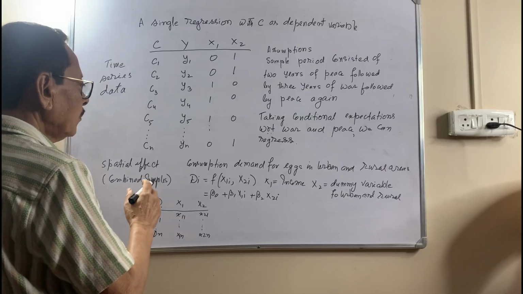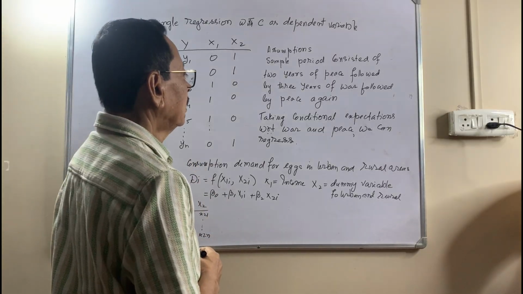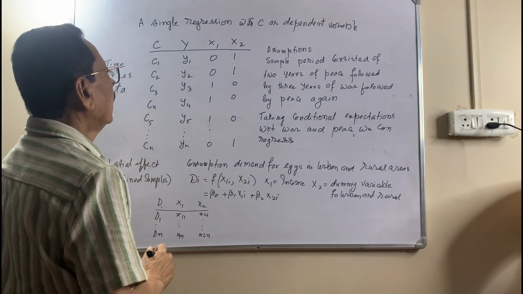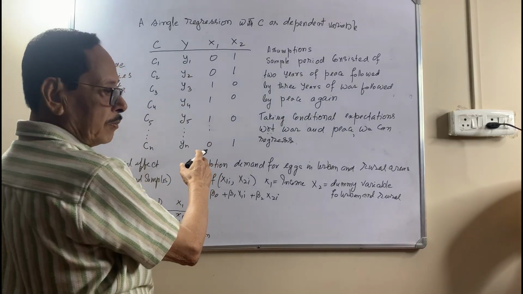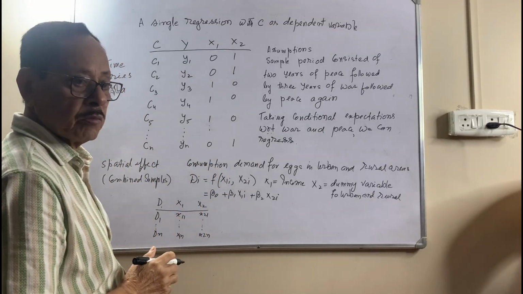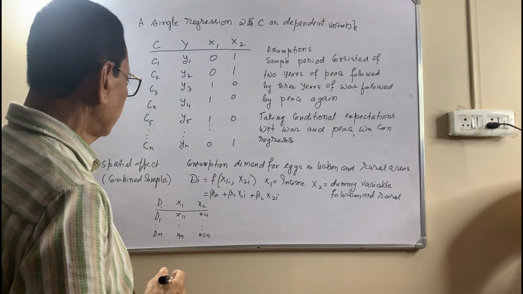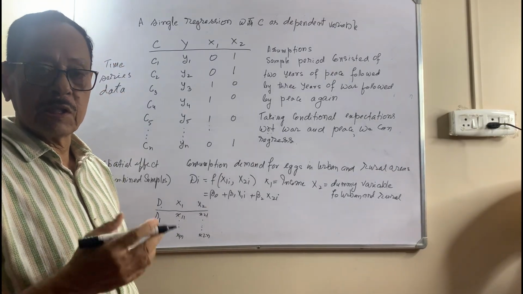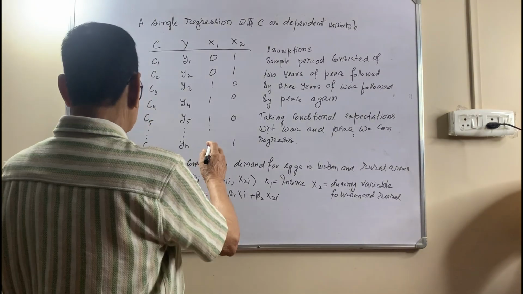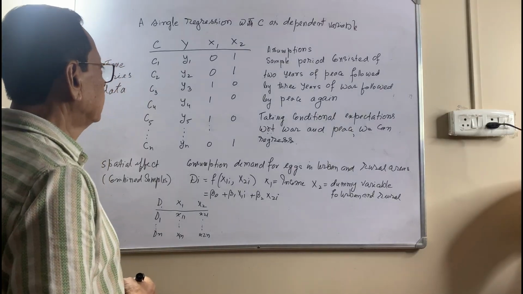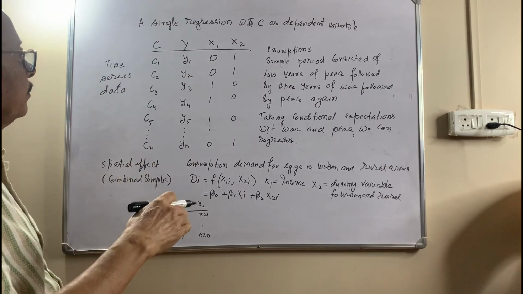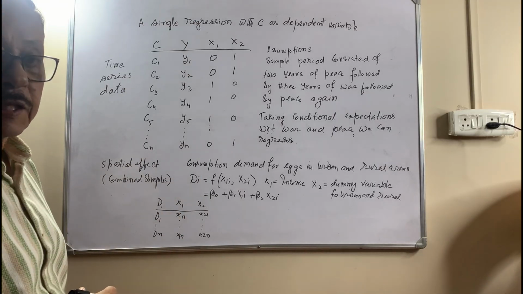This way, if we regress, we will find out the effect of income on consumption, as well as the effect of wartime and peacetime. The regression coefficients we can examine, whether they are significant, positive, negative, insignificant, and so on. This needs some exercise to put the data and regress in the computer.